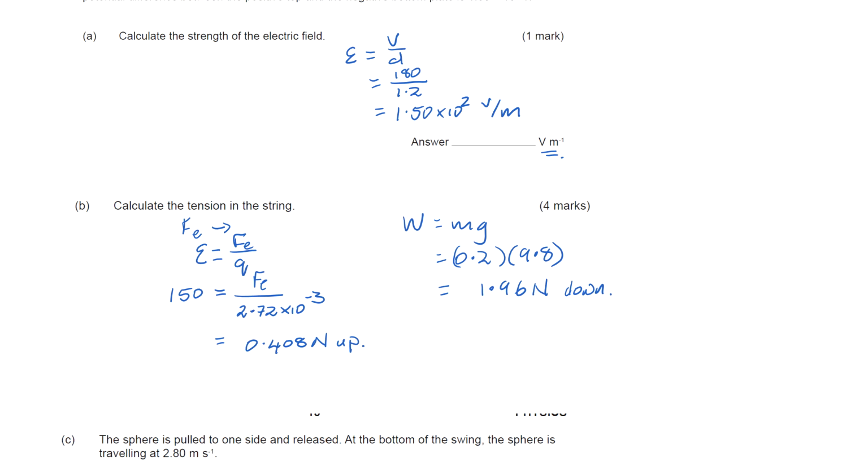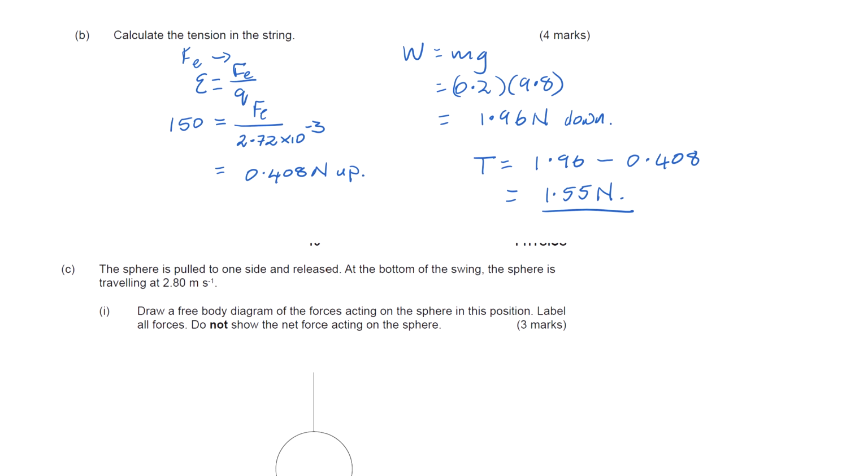So overall, the tension is going to be the sum of forces. So the tension will be equal to 1.96 newtons down, take away 0.408 newtons because it's up, and that will give me a total of 1.55 newtons. Okay, tension doesn't have a direction, but overall that force is going to be downwards.